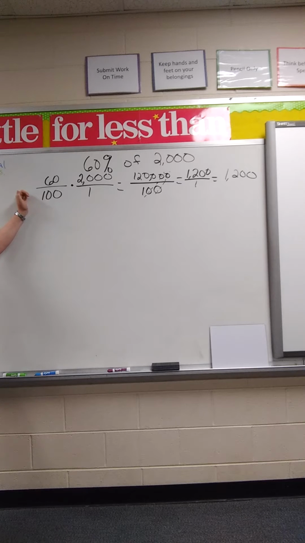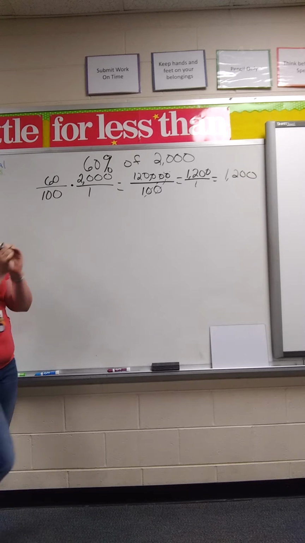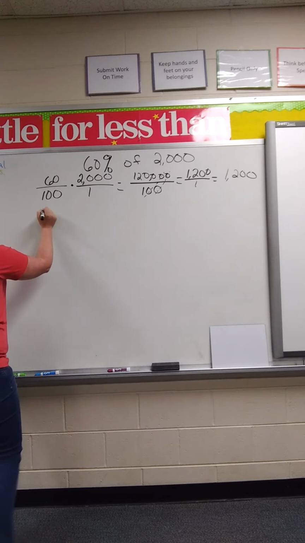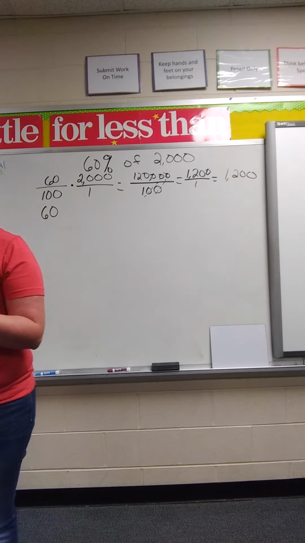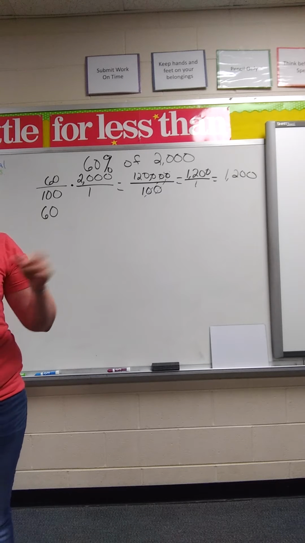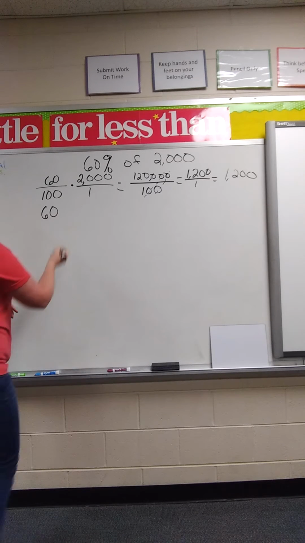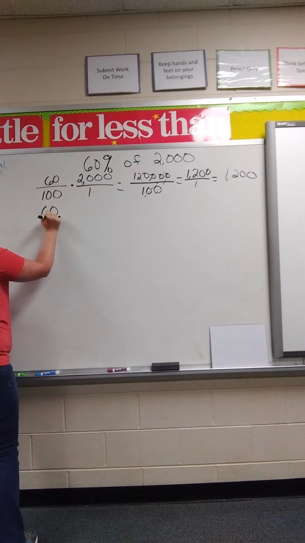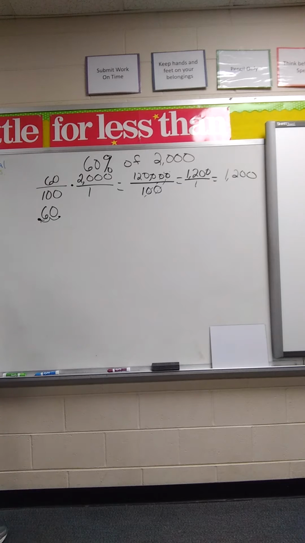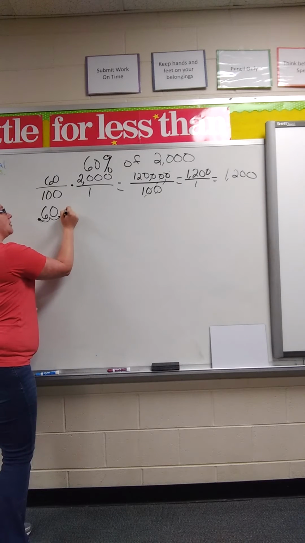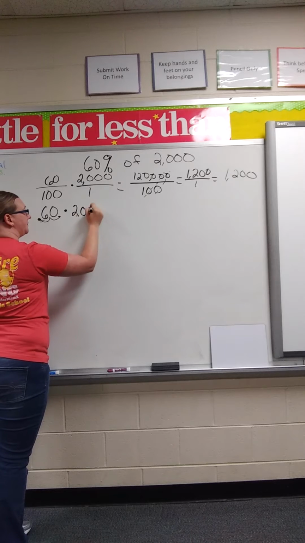Okay. Let's look at option B, using a decimal with the same problem. You with me? Okay. If we have a decimal, we start with our 60. To convert a percent to a decimal, we move the decimal point 2 places to the left. So our decimal point is here, it's invisible. We move it 1 spot, 2 spots. So it becomes 0.60. Of again means to multiply by 2,000.